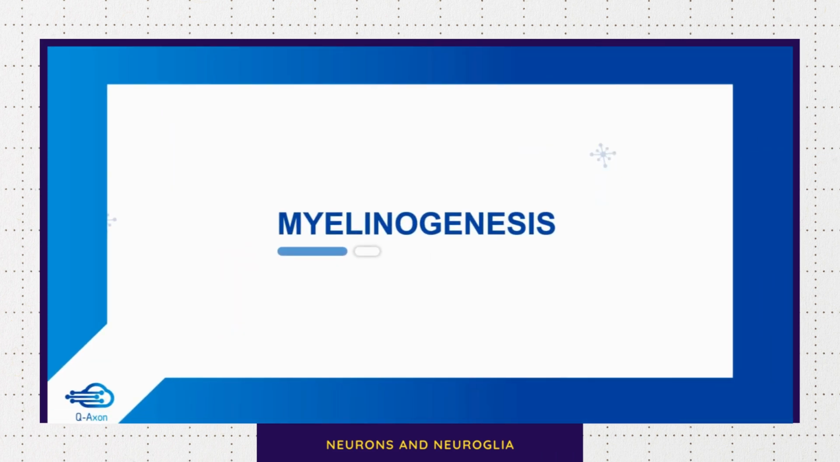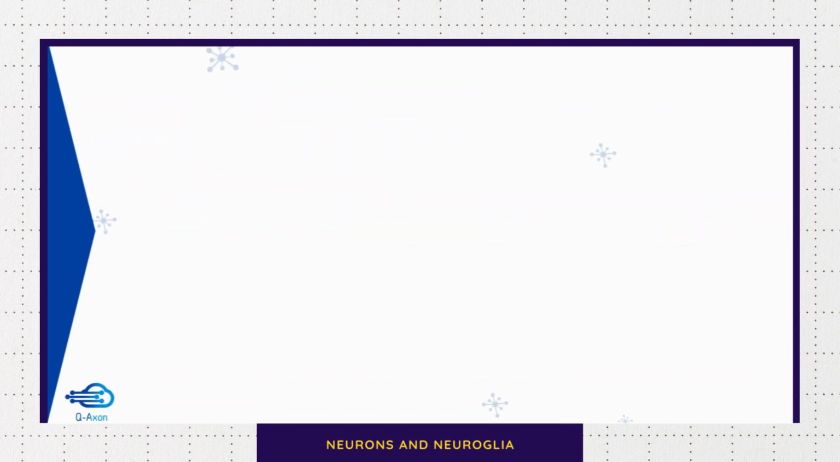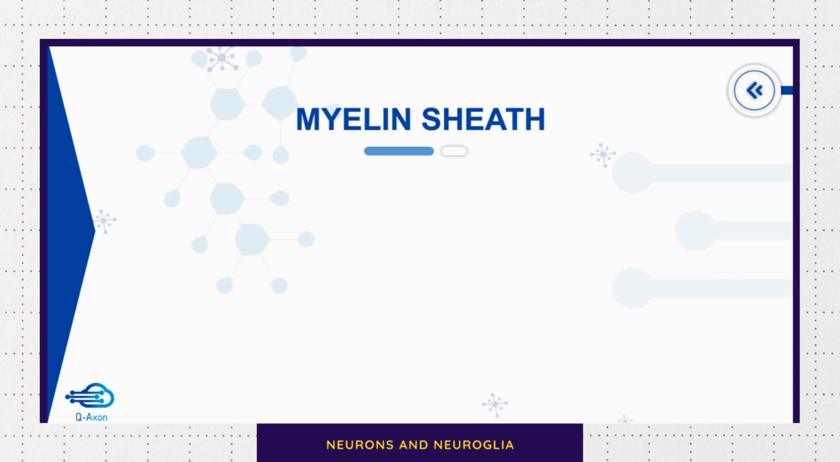Most of our nerves are myelinated. Myelin is very crucial when it comes to the speed of transmission. So let's look at the process of synthesis of myelin, which we refer to as myelinogenesis. Now, what is the myelin sheath?